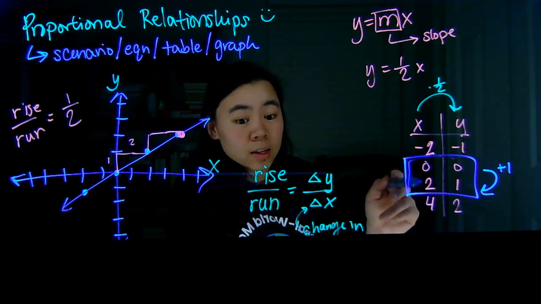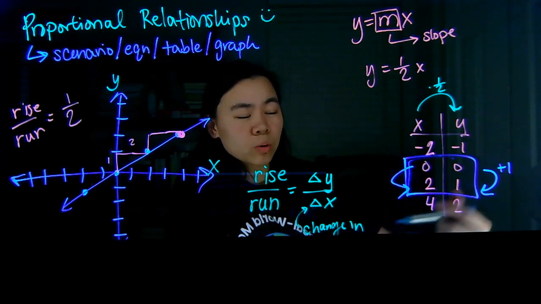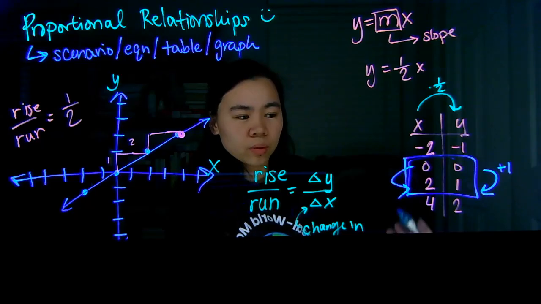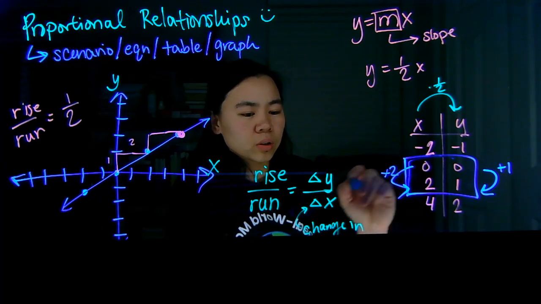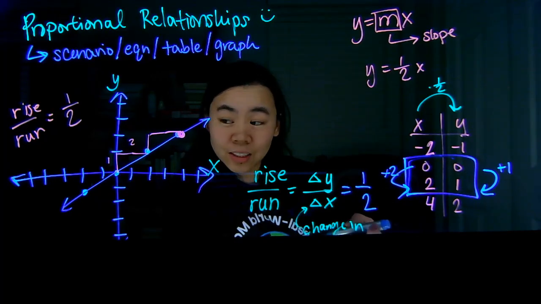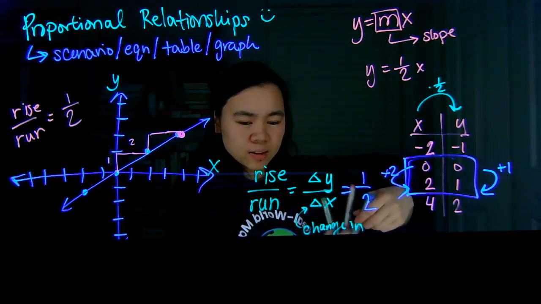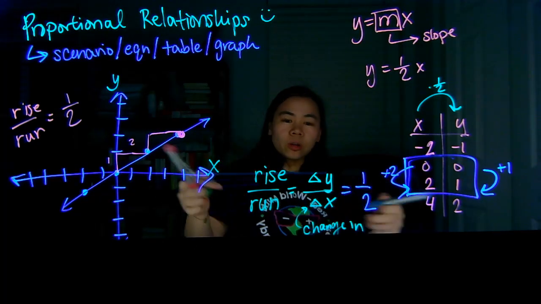From my x value, from the first point, 0, 0, to my next point, how is my x changing? Well, it went up 2. So your change in your y over your change in your x is 1 over 2. That's your rise over run on your graph. So that is how we see those connections between all these representations.